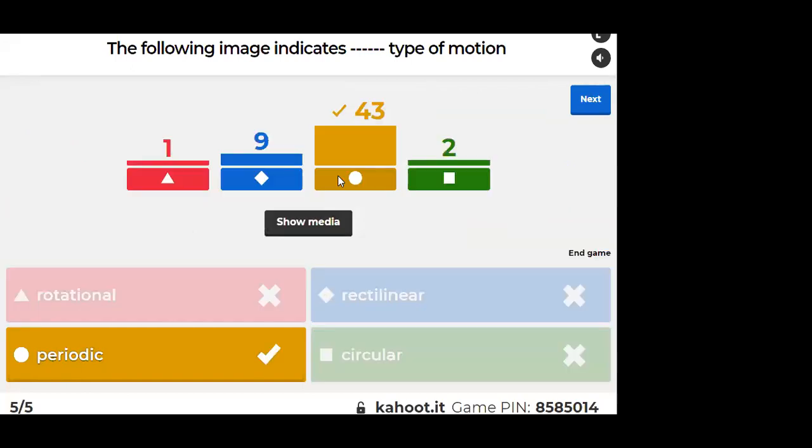Yes, very good. It is periodic motion, right? Okay.